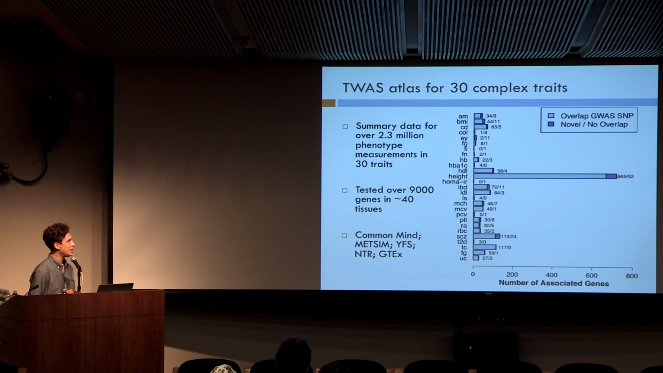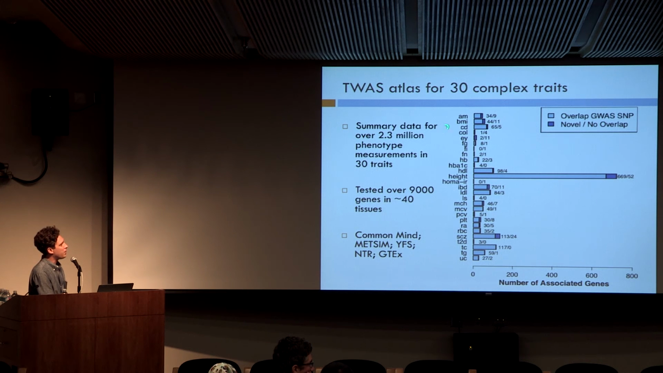So we went ahead and did this with 30 complex traits. This is work in progress that I've been working on with Sasha Gusev and my PI, Bogdan Pasaniuc, along with Huwenbo. We looked at summary data that comprised over 2.3 million phenotype measurements across 30 traits. We tested over 9,000 genes over 40 tissues. The tissues were mostly from GTEx. We also looked at the ones I mentioned earlier, along with CommonMind.